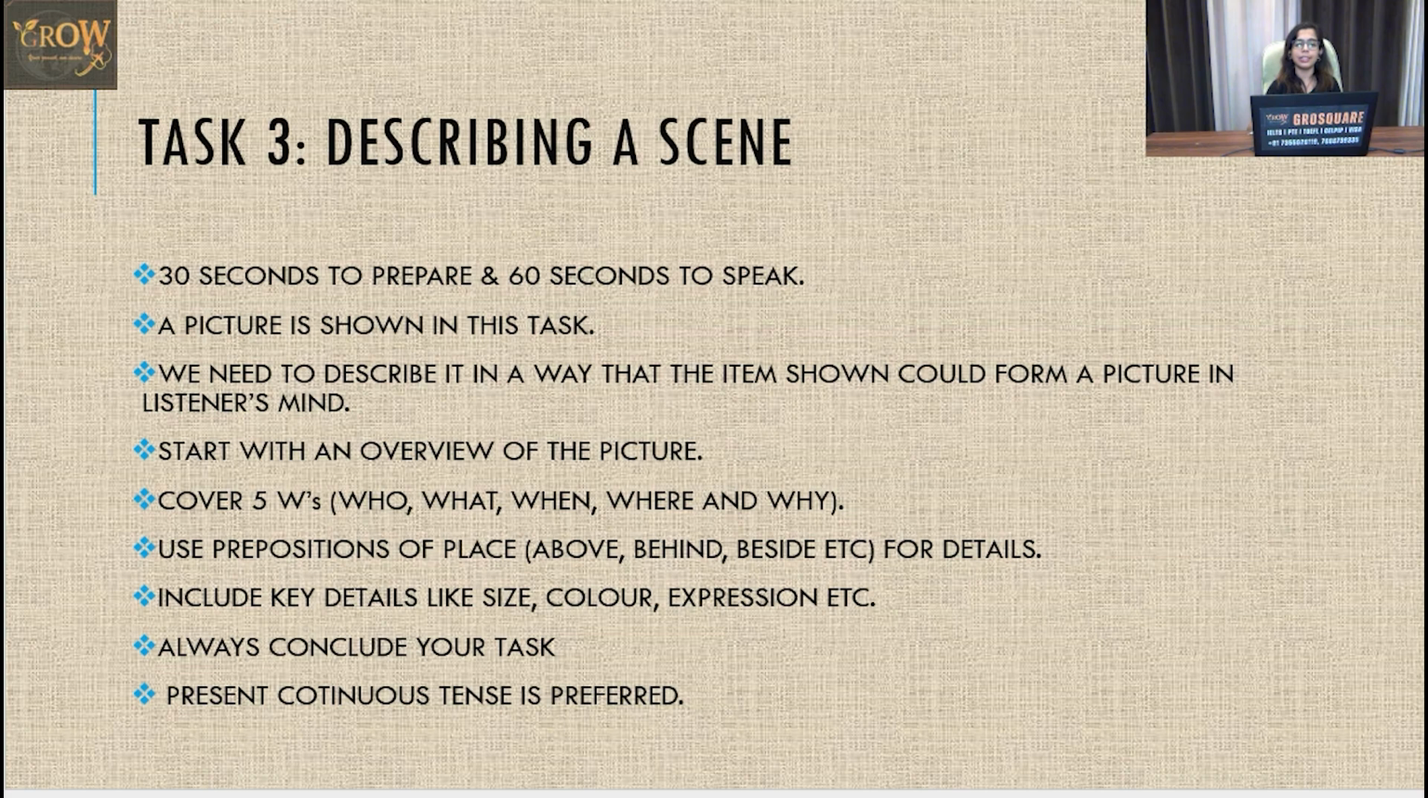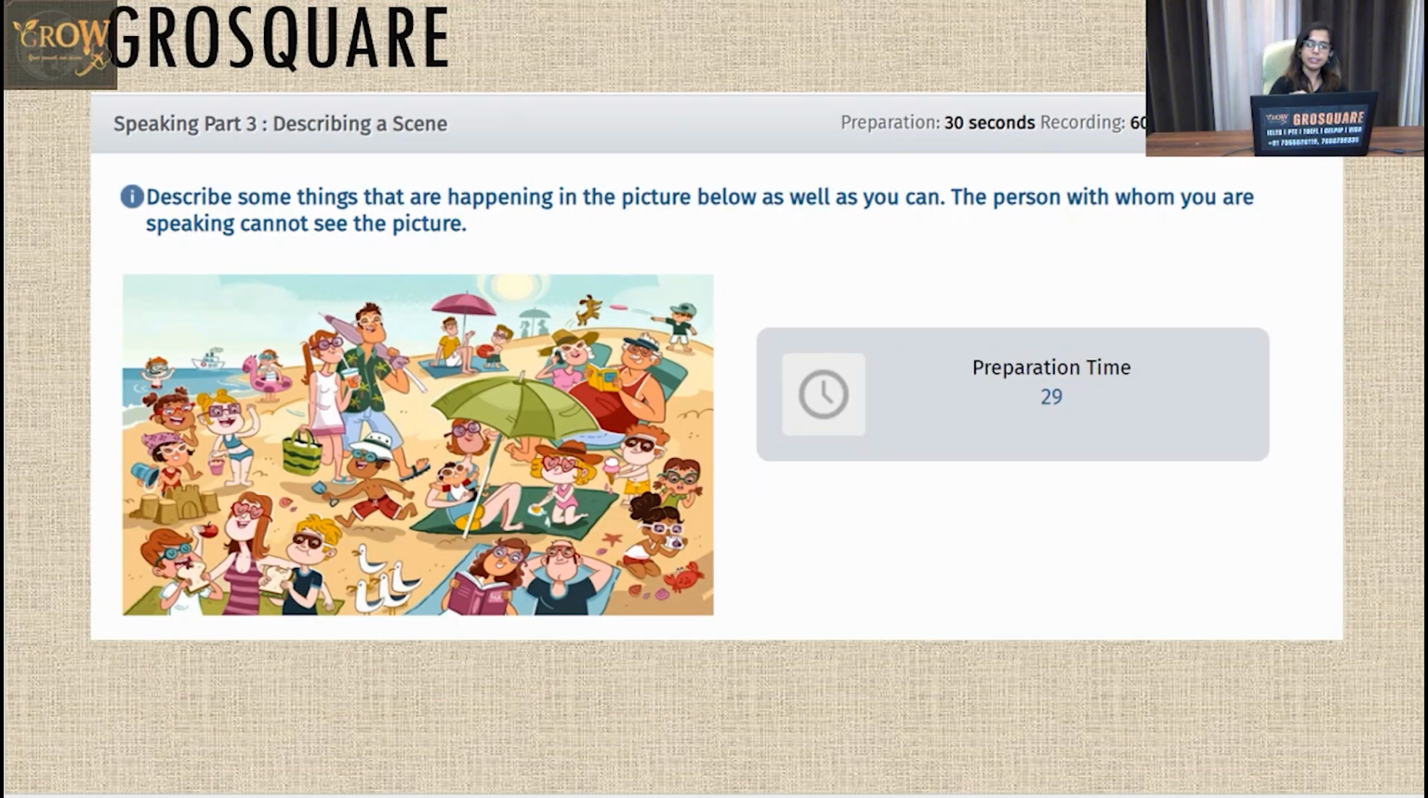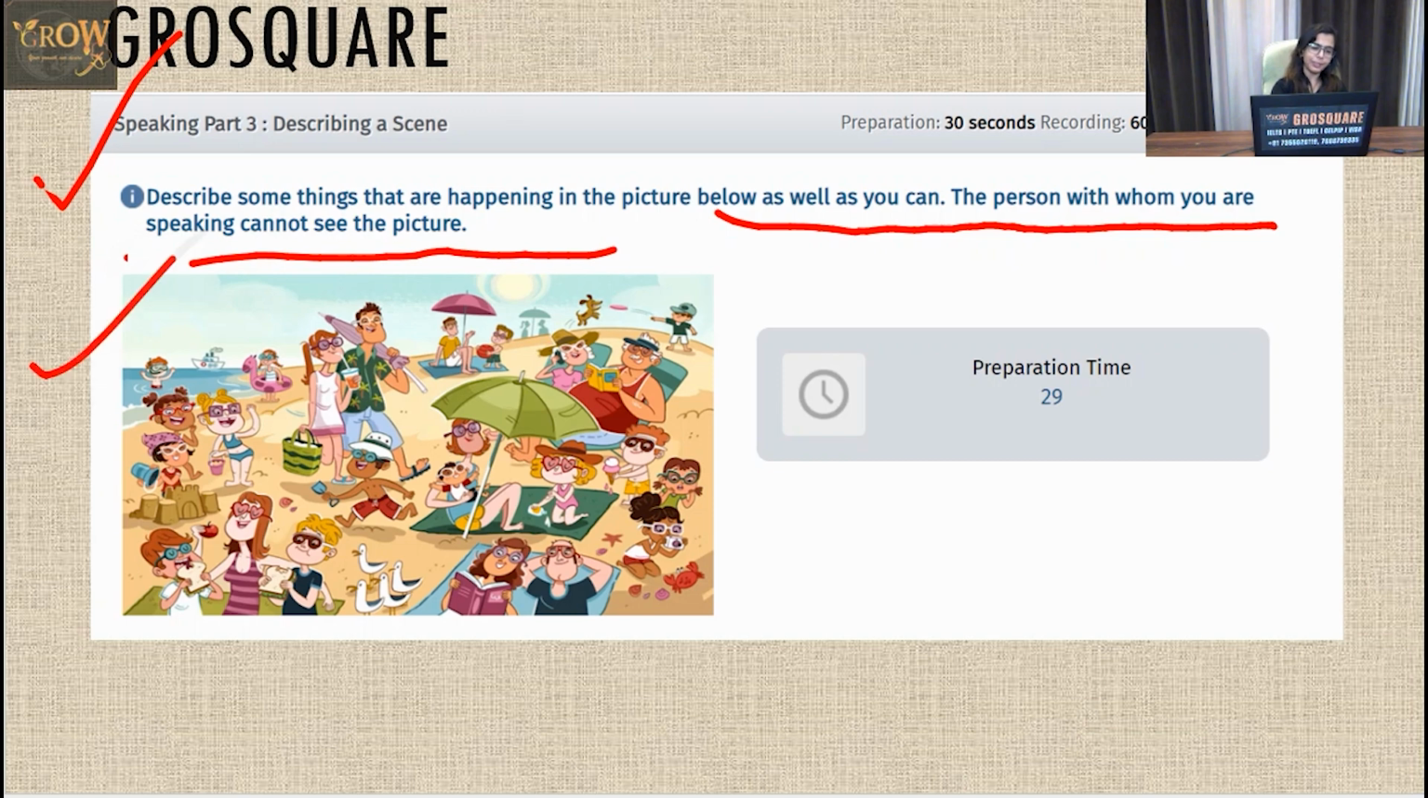Let me show you an example. So this is the example in which we need to describe some things that are happening in the picture below as well as you can. The person with whom you are speaking cannot see the picture and we need to describe it in a very good manner.